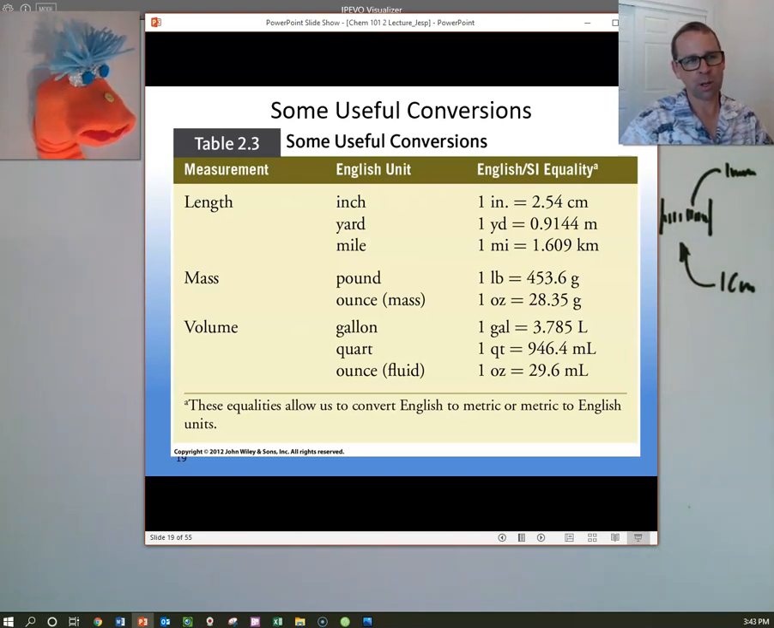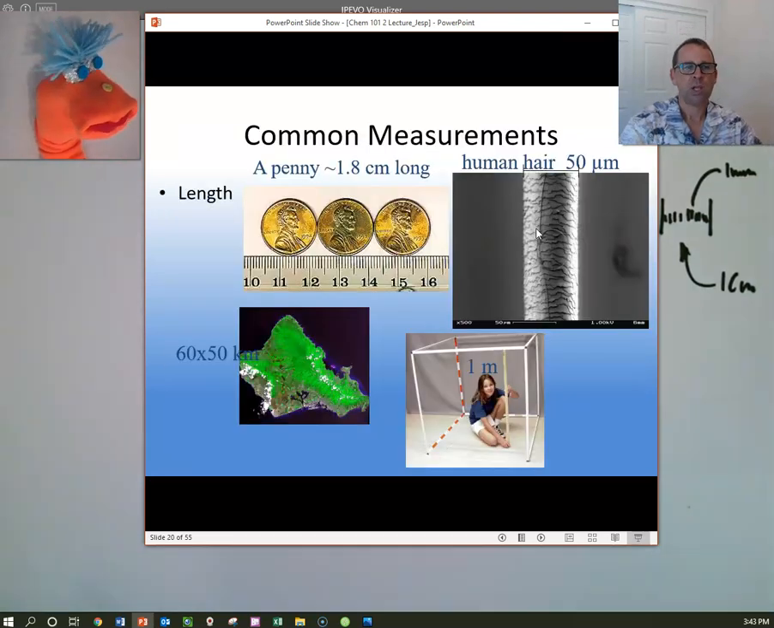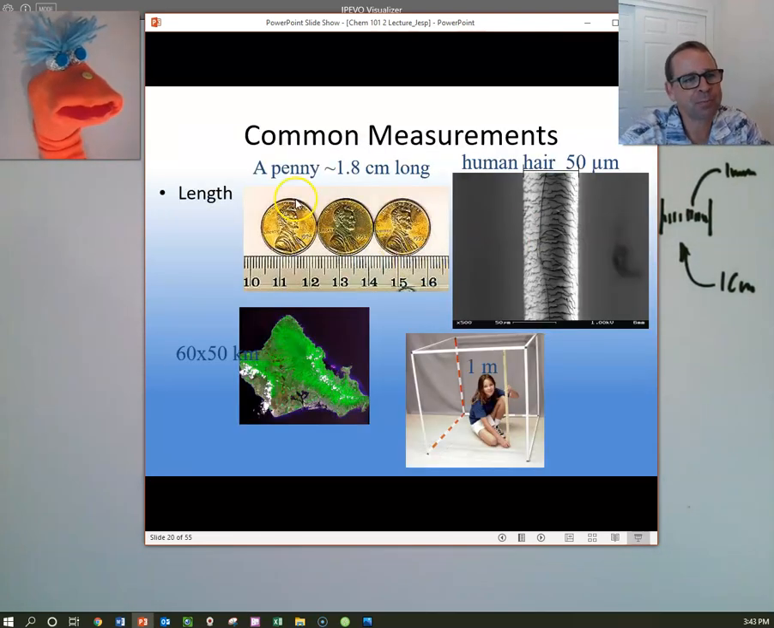What we're going to spend our time on instead is knowing how to use what we call conversion factors, right? To know that 1 inch is 2.54 centimeters is nice, but you can always look it up. But knowing how to use it to answer questions, that's what we want to do. So let's look at some of these common lengths, all right?